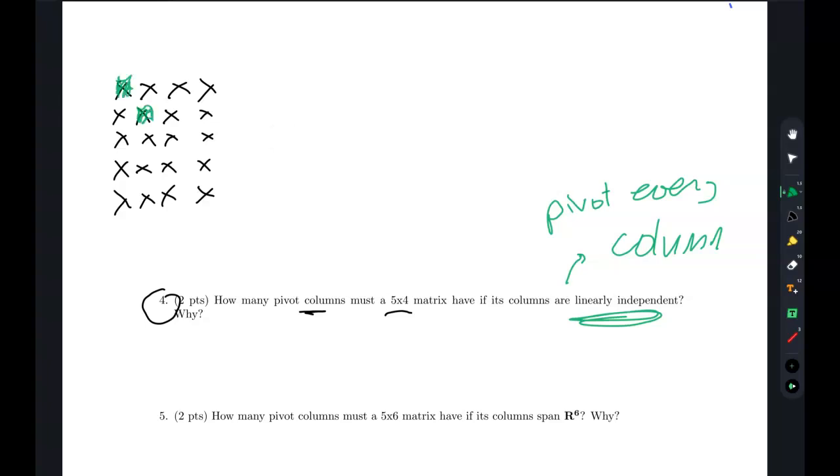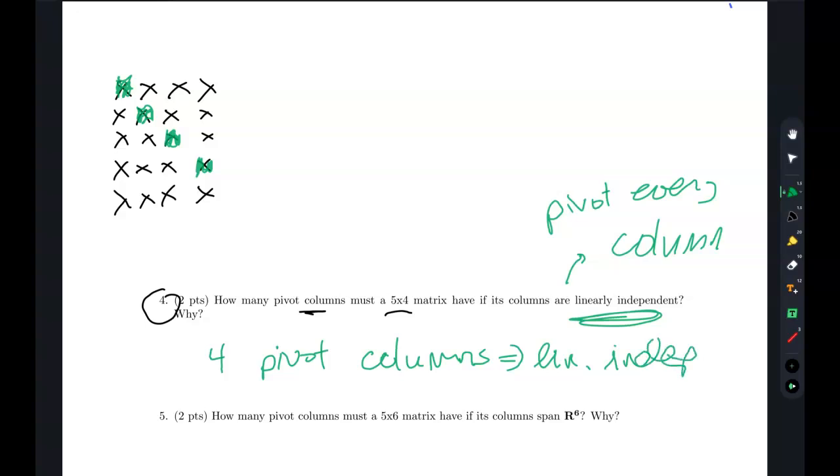There, and there, and there, and there. Hey, look at that. That's 4 pivot columns, right? So it does have 4 pivot columns, and then it's linearly independent. Okay, all good. All right, let's try the other one right below it.